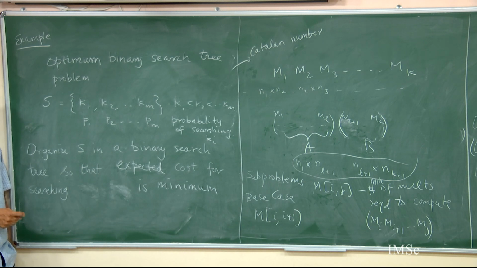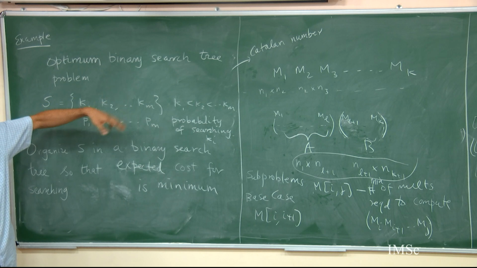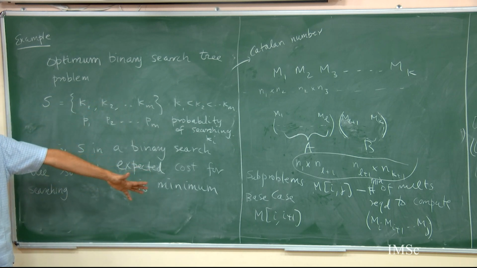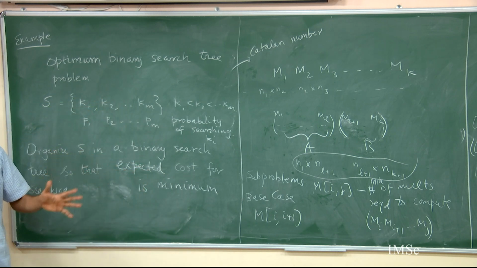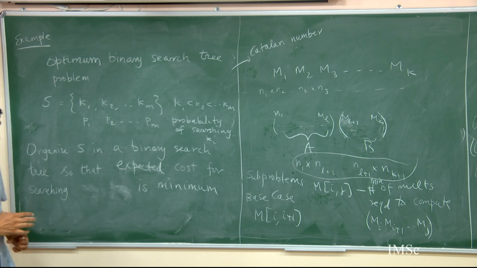Okay. So, now the problem is different, right. Now, I am telling you the total number of searches I am going to do. I am going to search K1 50 times, K2 so many times, K3 so many times, and maybe I have totally 100 searches distributed in this fashion. Now, organize your search tree, organize it in a binary search tree, so that the total cost is minimum.